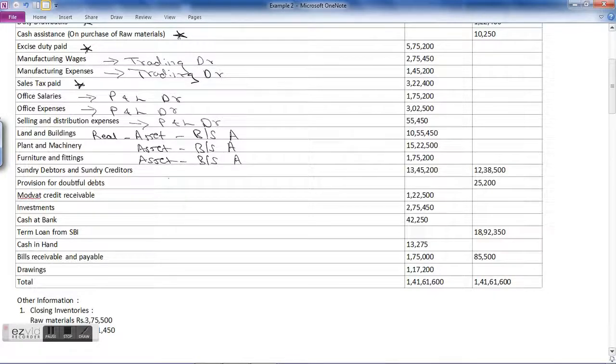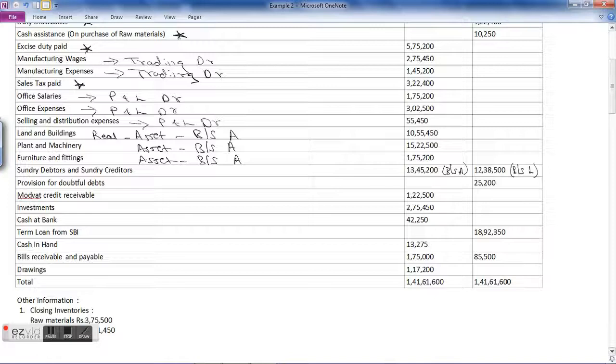Okay, then you have sundry debtors, sundry creditors. So sundry debtors will show a debit balance. Correct, that is 13,45,200. So it will be balance sheet asset side. Okay, it's a personal account showing a debit balance. Then creditors is showing a credit balance of 12,38,500. So balance sheet liability side. Okay, so this is creditors, this is debtors.